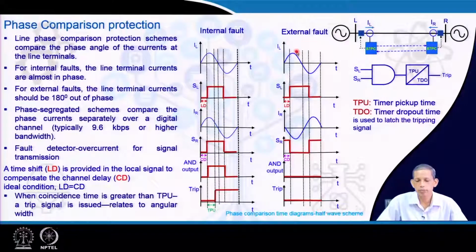Now, come to the external fault case. If this is IL, this becomes the IR for the external case because of the proper CT connection. Now, the square wave generation considering the positive half cycle and the 0 crossing becomes like this, and for the other end it becomes this. So, the common operation becomes nil, and therefore there is no trip decision.